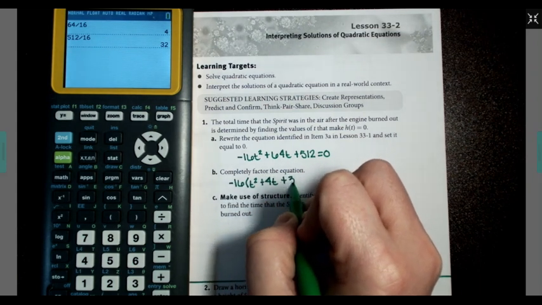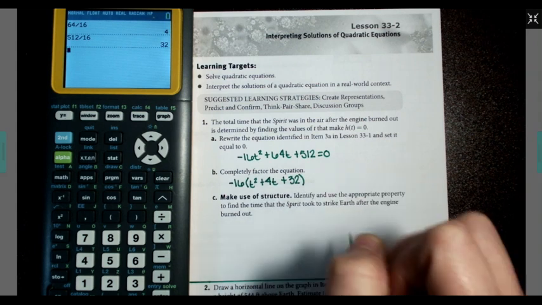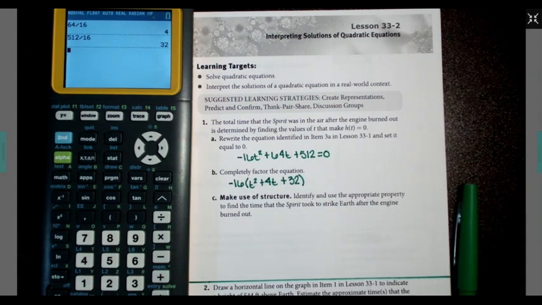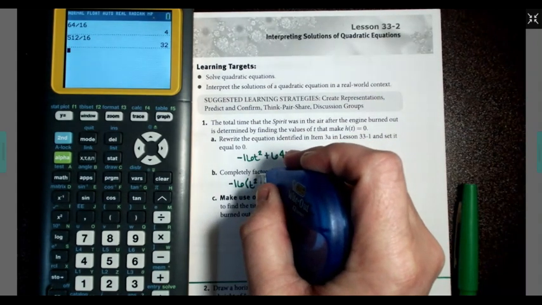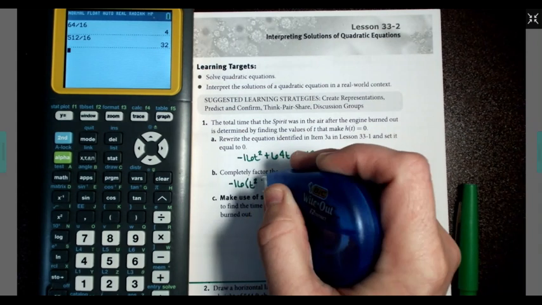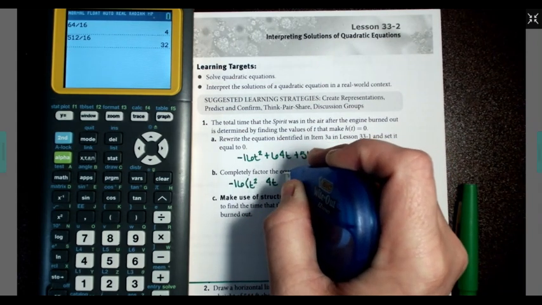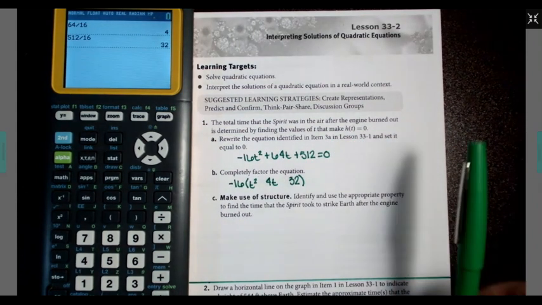plus 32. Oops, sorry. These shouldn't be pluses, they should actually be minuses because I'm factoring out a negative. So I should have put negative here and a negative there.